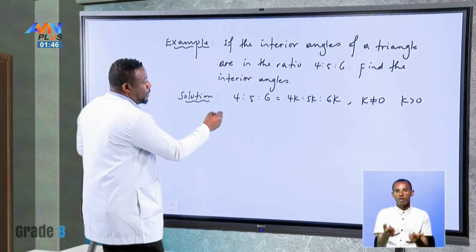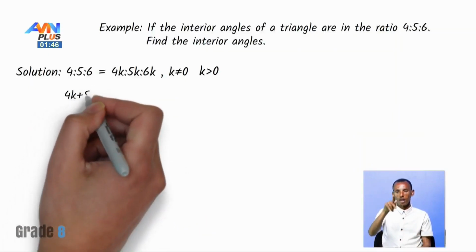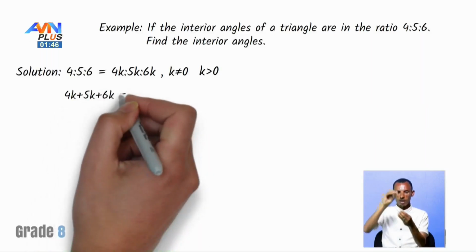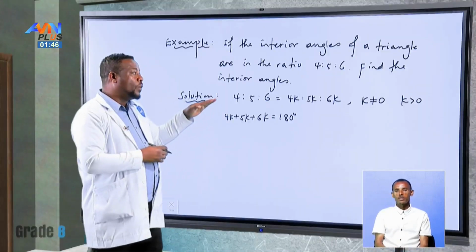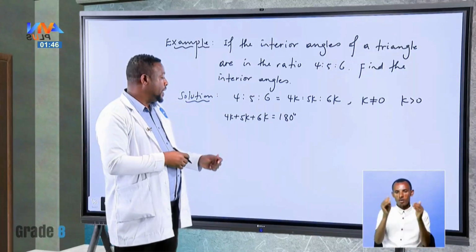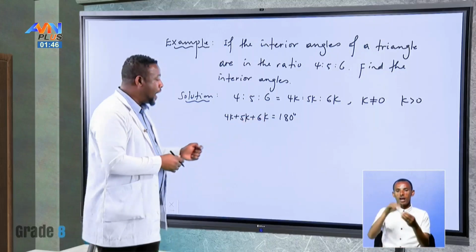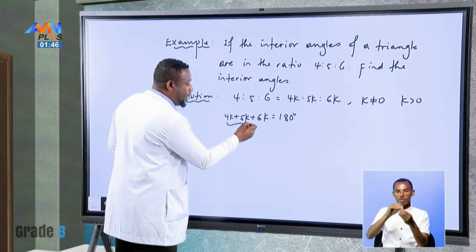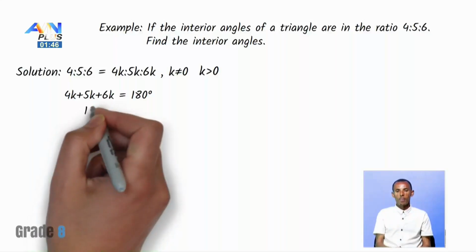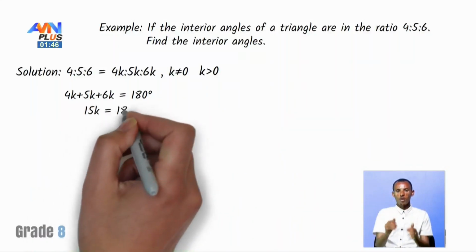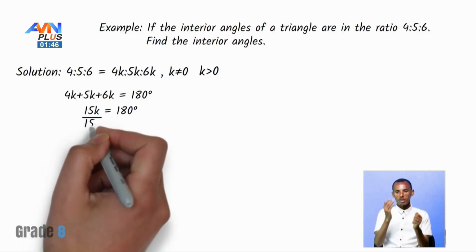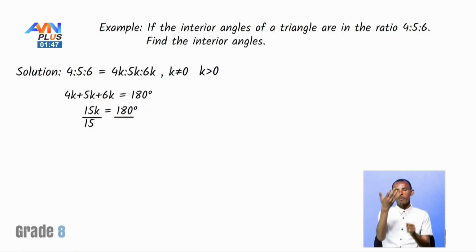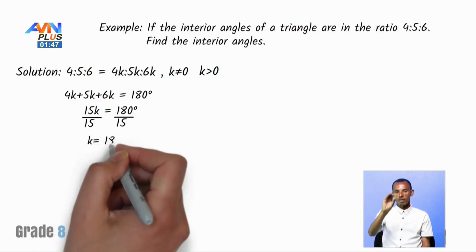Now this 4K plus 5K plus 6K must give us 180 degrees, right? The sum of all these interior angles must be 180 degrees. Now add these. The sum of all three is 15K, which is equal to 180 degrees. Now you can divide both sides by 15. So K becomes 180 degrees divided by 15.